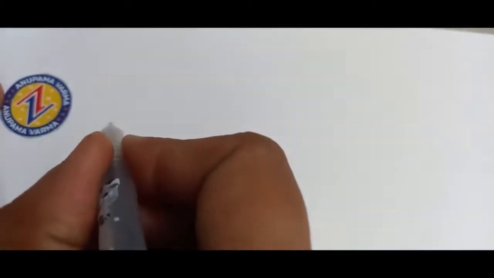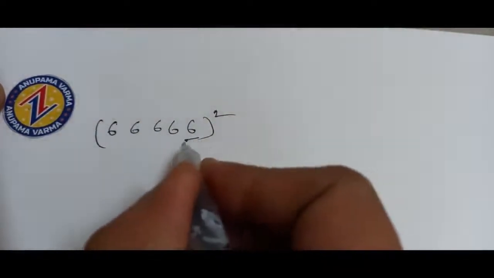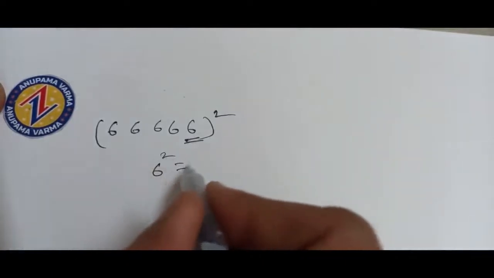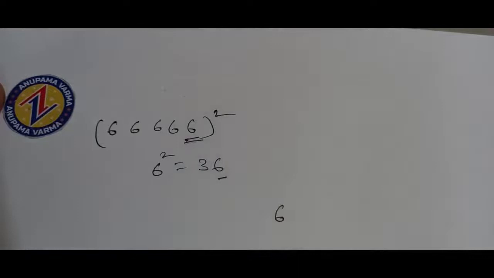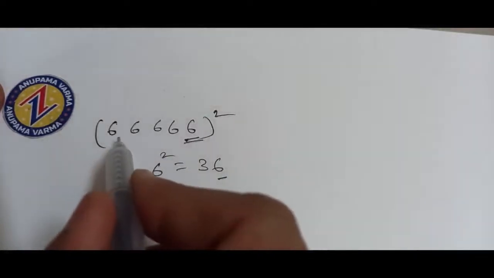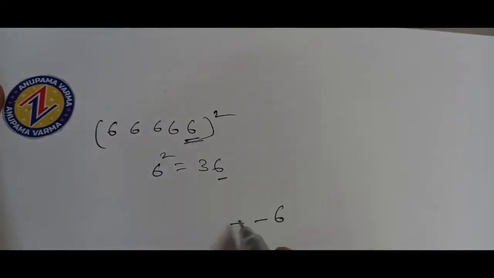Take the 6 series also. Okay, let's take the 6 series. 1, 2, 3, 4, 5, 6 squares. So what is the last digit square? 6 square is equal to 36. So write 6 first. Then how many spaces we need to leave? This is a 5 digit number, no? So leave 4 spaces. Next write 3. Again leave 4 spaces.